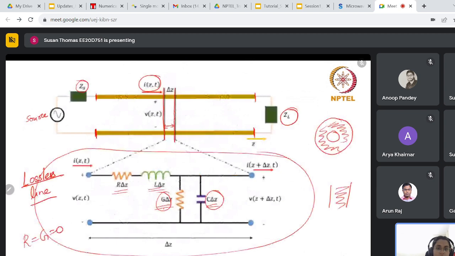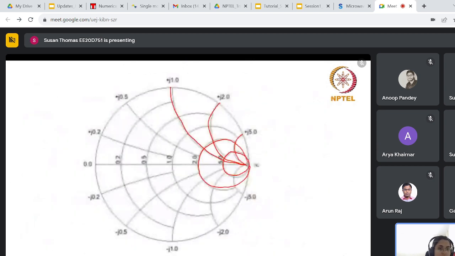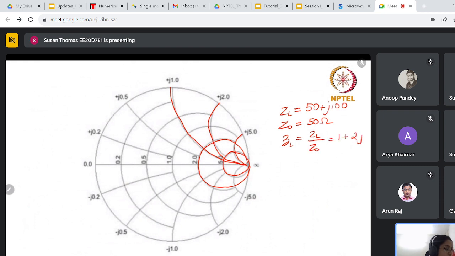I hope you remember how to plot an impedance. Say, for example, if you have a load impedance of 50 plus j100, and your characteristic impedance is 50, then the normalized impedance can be taken as ZL by Z0, which will be 1 plus 2j. Okay. So how do you plot this?